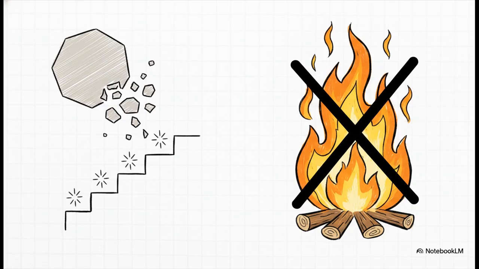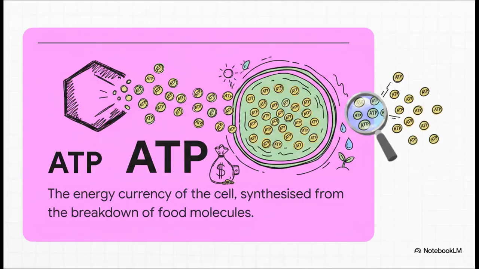Instead of one giant, wasteful bonfire where all the energy just escapes as heat, plants carefully capture that released energy in small, manageable increments. It's basically a massive currency exchange. The cell takes these large, complex glucose molecules and converts them into highly functional pocket change energy known as ATP. And that ATP is the energy currency that pays for pretty much every single activity happening inside the plant cell.